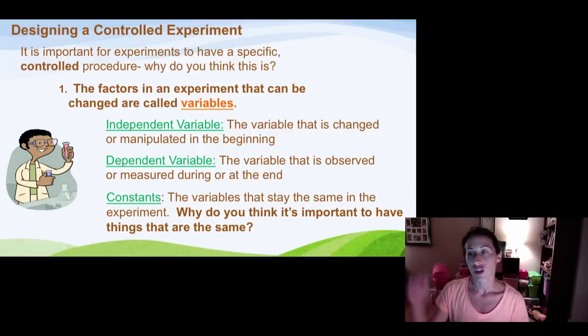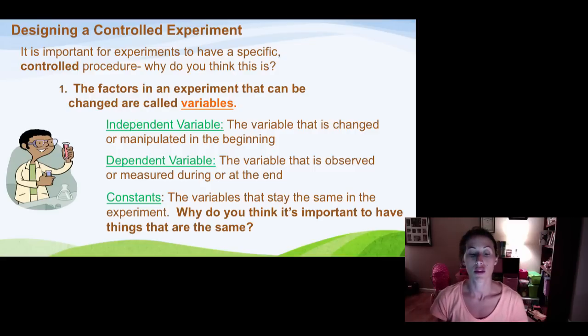So now that we've talked about the different steps, which I'm sure you've gone over before in your other science classes, now we're going to look at how we design a controlled experiment. And this is going to be so important. We're going to talk about this all year long, so you really need to nail it now. It's important for experiments to have specific controlled procedures. All of the different factors of the experiment are called variables, and there's a few different kinds. The most important ones are the independent variable, the dependent variable, and the constants, okay?